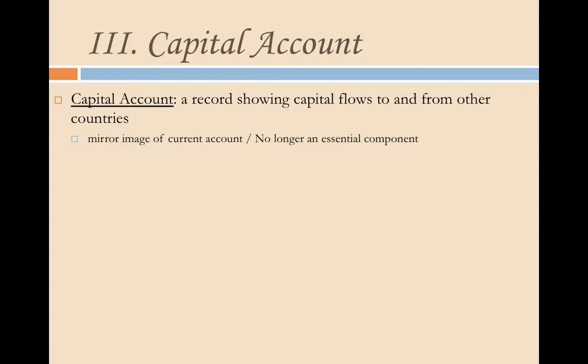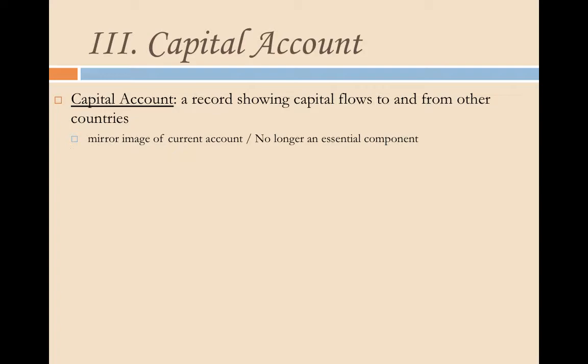One thing to note too about the capital account: when we add it with the financial account, it should be the mirror opposite of the current account. Basically what that means is if we have a current account surplus, we're going to have a financial and capital account deficit. So if one is positive, the other must be negative, and they should end up resulting in a value of 0. That is another important note about the capital and financial accounts.